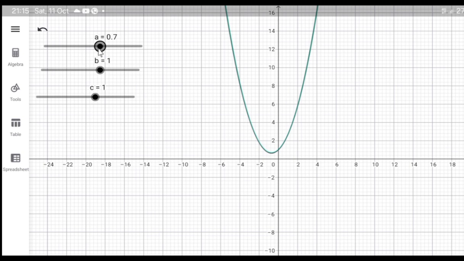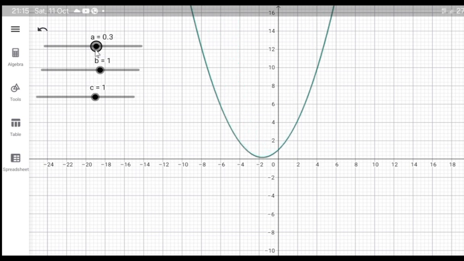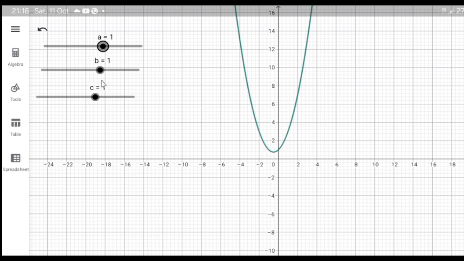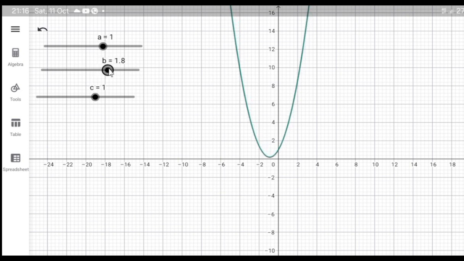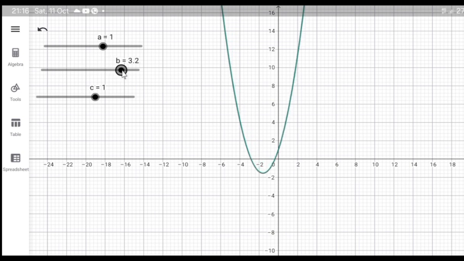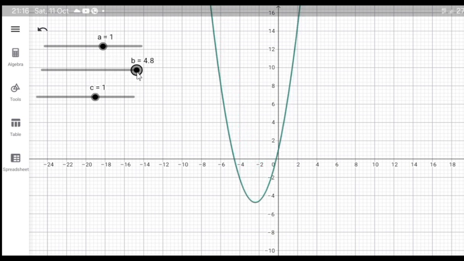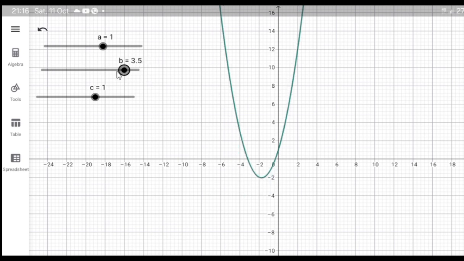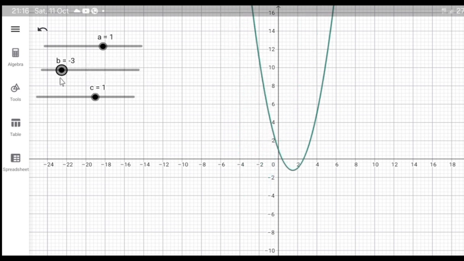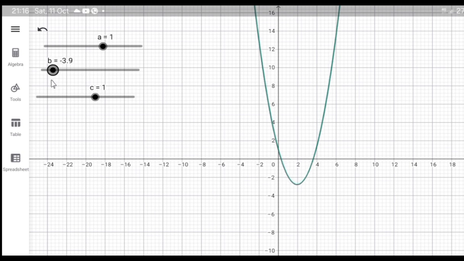Now let's leave A at 1 and come back to B. If B gets too big towards the positive side, your root tends to be on the negative side. You tend to get negative roots in the quadratic equation. When B becomes negative, you tend to get positive roots.